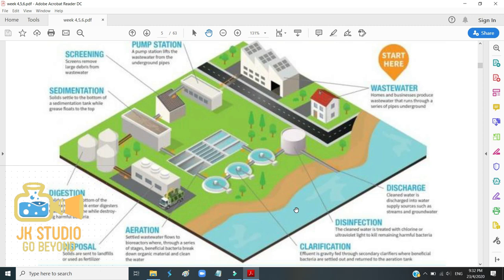And then disinfection will occur. The clean water will be treated with chlorine and UV light to kill the remaining harmful bacteria. Finally, the clean water is discharged into water sources such as streams or groundwater.